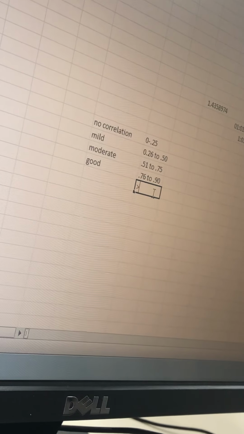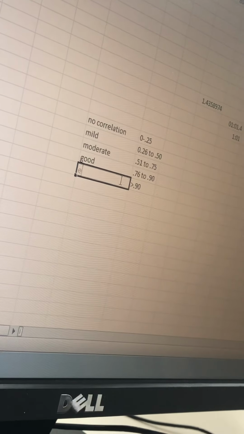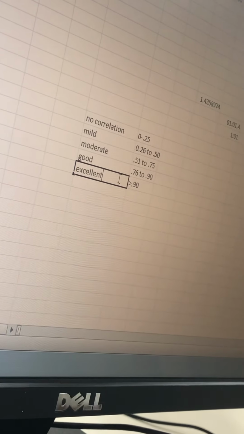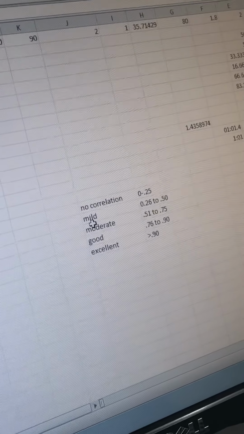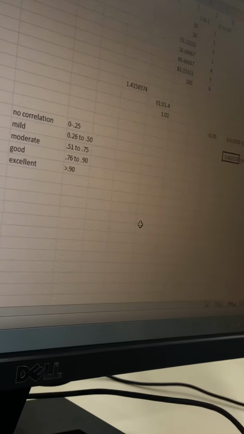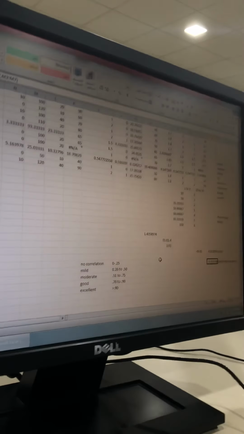Anything greater than 0.90 is excellent correlation. So now what is the value? 0.68. That means this is between 0.51 and 0.75. That means it has moderate correlation. Pre versus post elbow flexion is correlated moderately. So this is bivariate analysis in Excel.